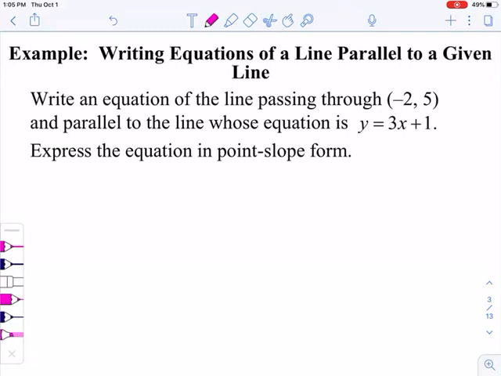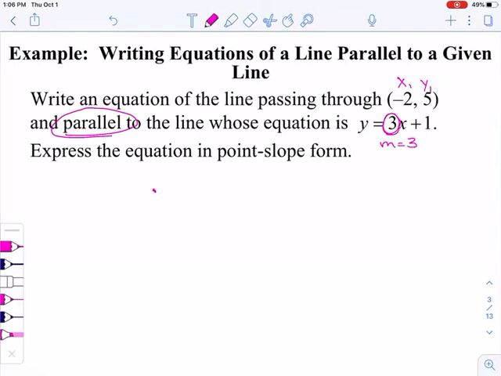So for an example, it says write an equation of the line passing through -2, 5 and parallel to the line whose equation is y is equal to 3x plus 1. We'll express the equation in point slope form. So they didn't even ask for the y equals, which is the majority of the work. If we see that it is parallel, we're going to go over to this equation. It's slope-intercept form, which means we can just identify the slope. In this case, since the slope is 3 and parallel means the same slope, we're just going to use a slope of 3, and we're going to use this x1, y1 value. We're going to take it to point slope form.